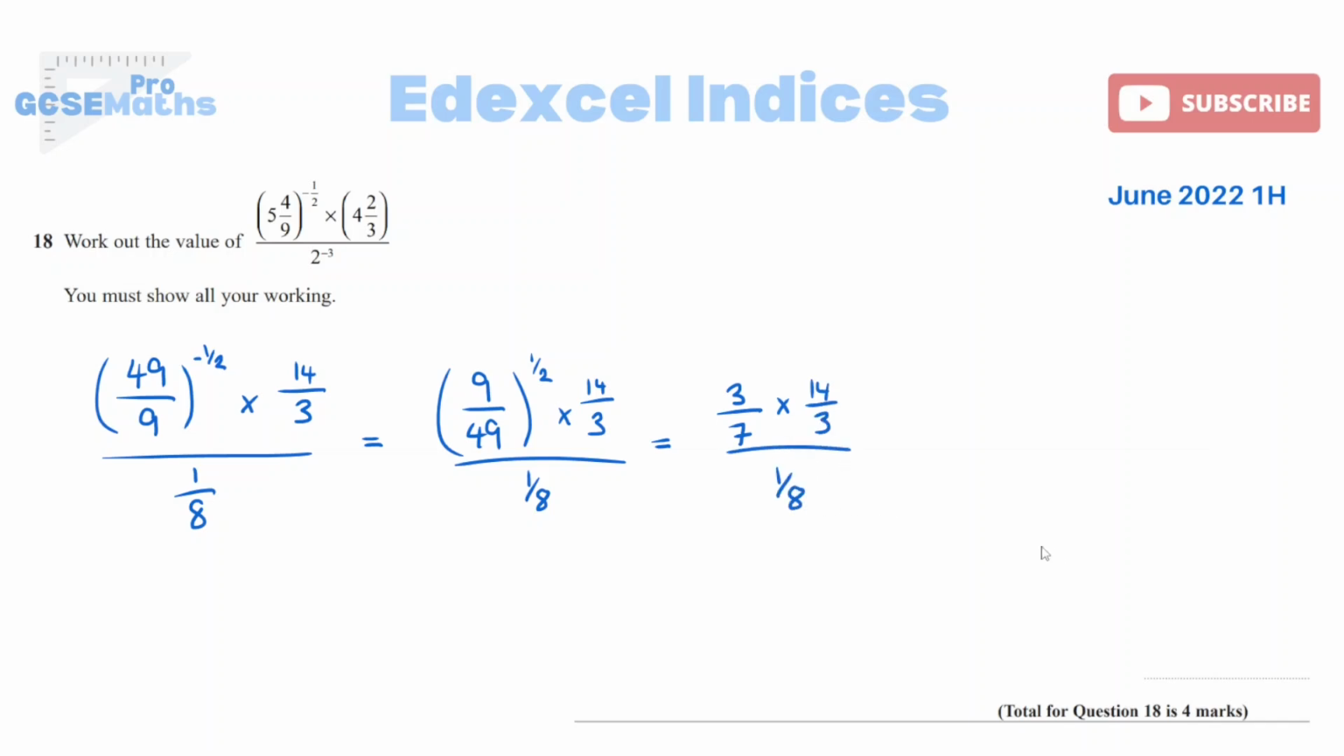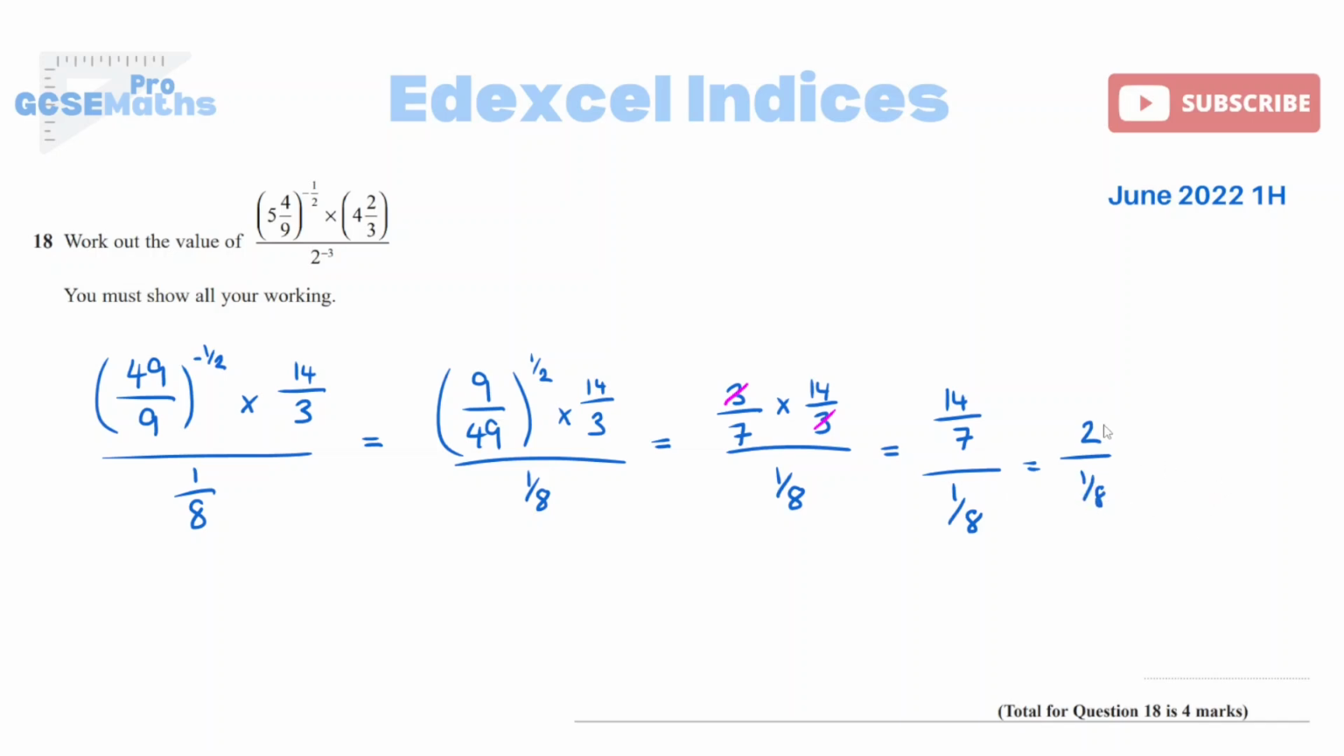At this point, it's not even indices, is it? It's just basically fractions. So I'm going to multiply the numerator first. So multiplying just straight across. I wouldn't even multiply that actually, because you see how the 3 and the 3 would cancel? 3 in the numerator, 3 in the denominator. So that's effectively 14 over 7 over 1 over 8, which is 14 over 7 is obviously 2, isn't it?